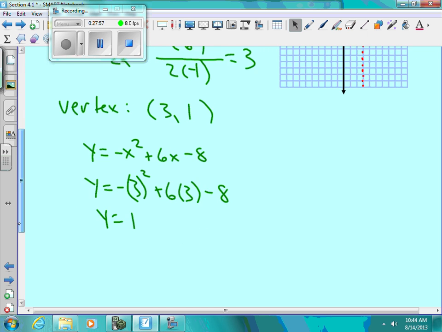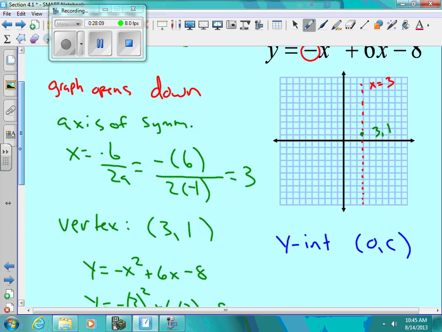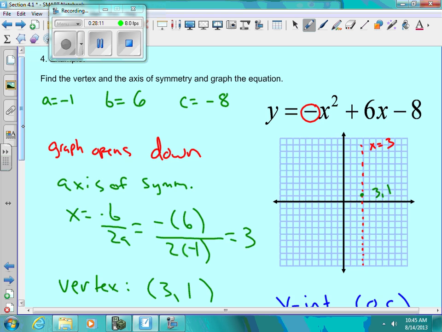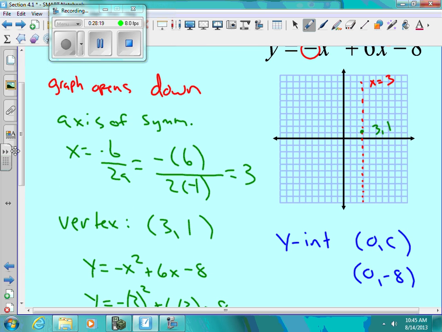Remember, the easy point to find or to use is the y-intercept. The y-intercept, remember, is (0, c). Our c value from this problem is negative 8. So (0, negative 8) is a convenient point to plot on our graph. So we're going to put (0, negative 8). I'm going to count this time. 1, 2, 3, 4, 5, 6, 7, 8.